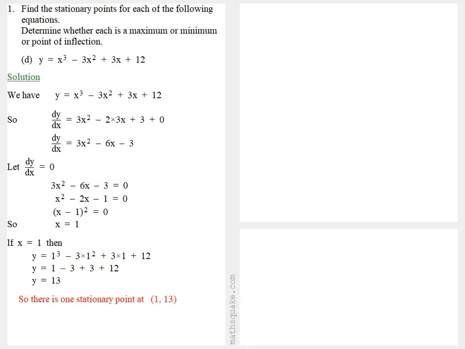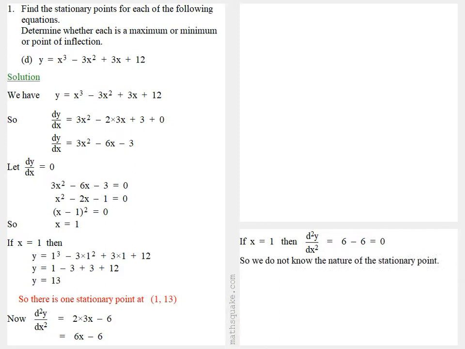We have dy by dx is equal to 3x squared minus 6x minus 3. So d2y by dx squared is 2 times 3x minus 6, which is 6x minus 6. If x is 1, then d2y by dx squared is equal to 6 minus 6, which is 0. So that does not help us to know the nature of the stationary point. So we're going to have to do it by another method. So let's take a point on either side.